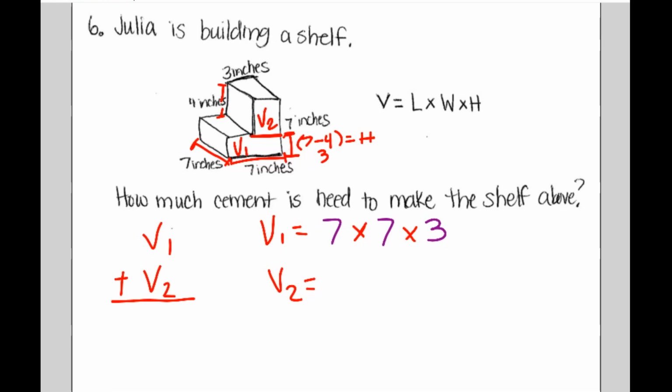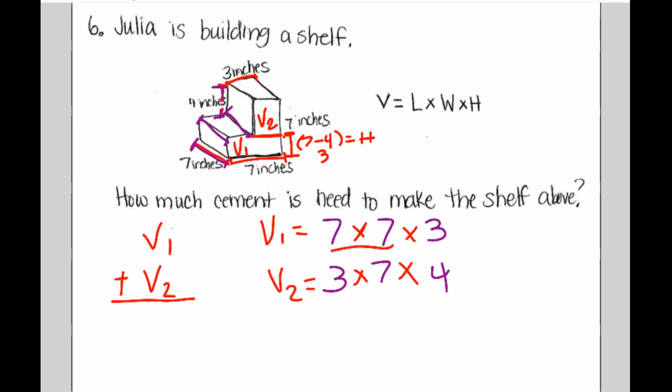Let's look at volume 2. From left to right, I see 3 inches. My width from front to back looks like the same width from here, looks like the same width from here. If you only see one width, meaning that there's only one front to back number, that means it's the same for both volumes. So that's the same, it's 7. And then lastly, what's our height that we noticed? It was the 4 that was right here. So 4.